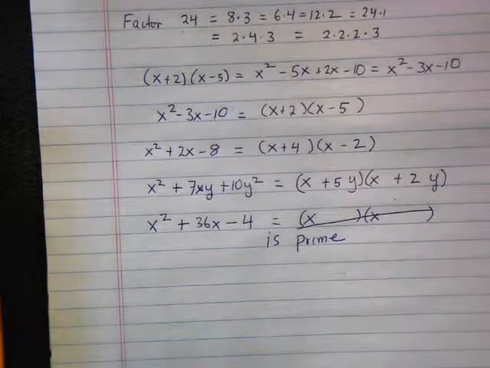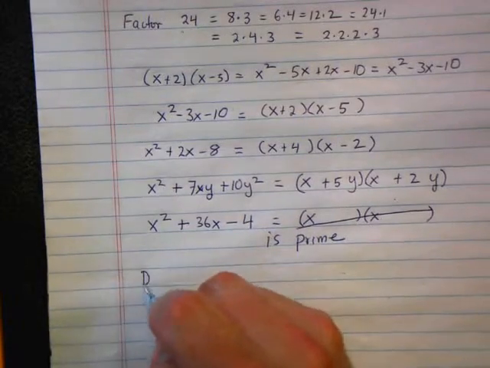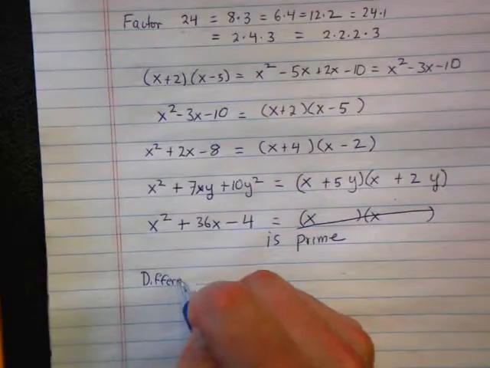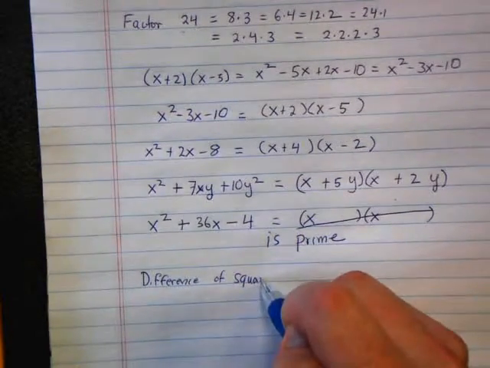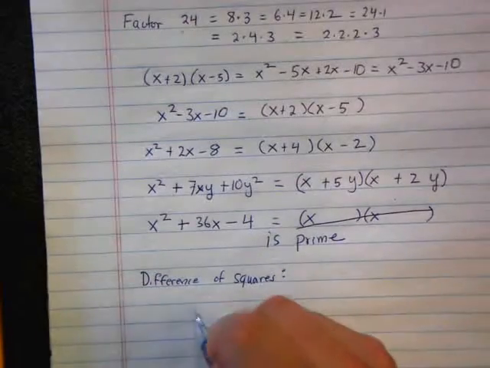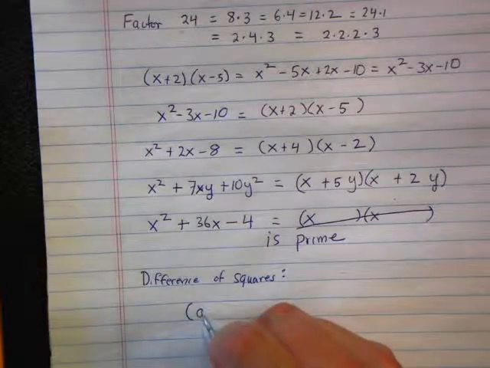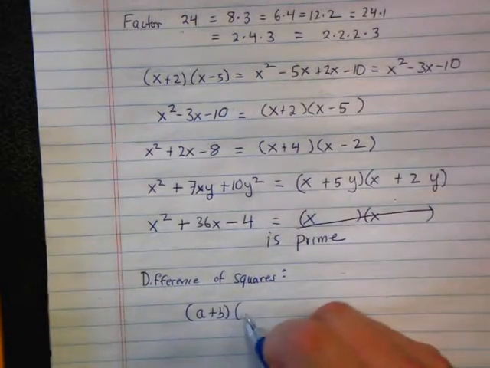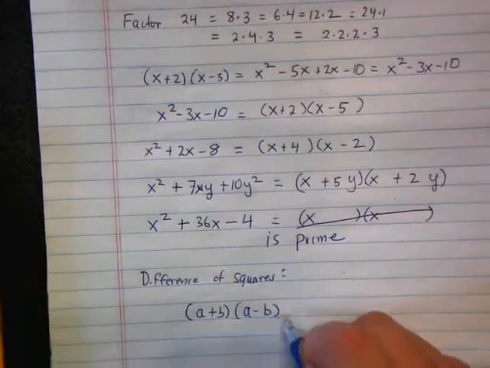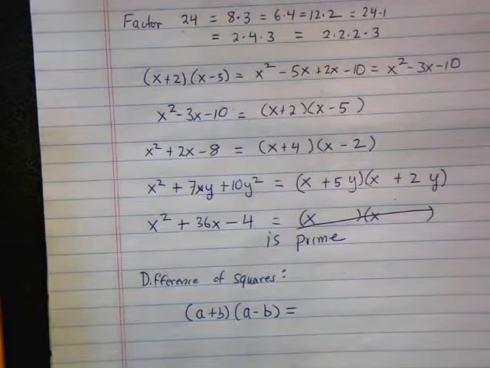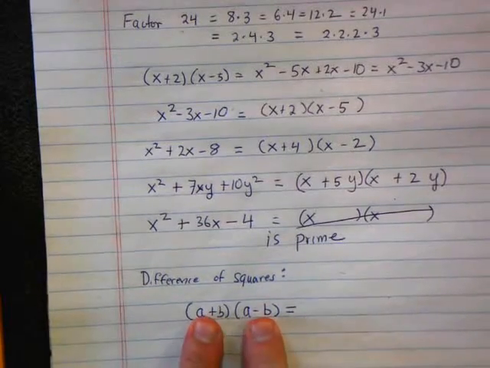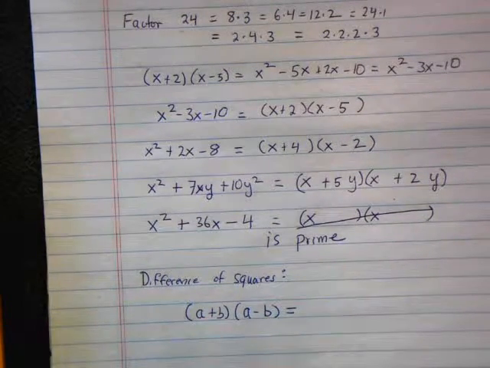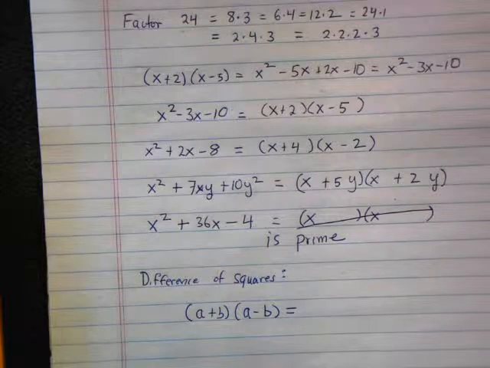Okay, the last thing we have is a special kind of factoring called difference of squares. And this, again, I'm guessing is probably something you've seen. What happens if I take a plus b and I do FOIL and multiply it with a minus b? What happens if these two things are exactly the same except one has a plus and one has a minus? Well, let's just try it.